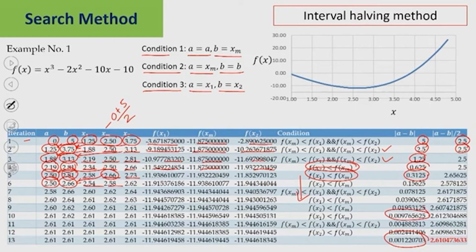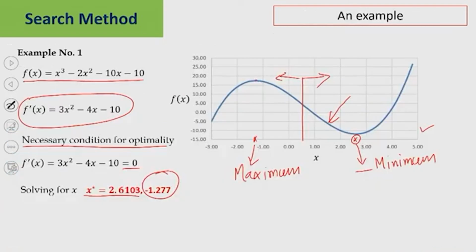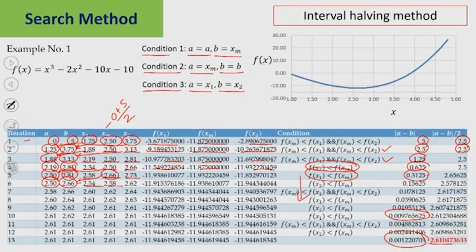And then the optimal solution is coming 2.6104. So, as you have seen, the optimal solution in that particular region is 2.6103 and you are getting 2.6104. Okay. So, if you are doing it for another 2-3 iterations, then you will get 2.6103. Okay. So, you can stop your iteration. So, this method is the interval halving method.